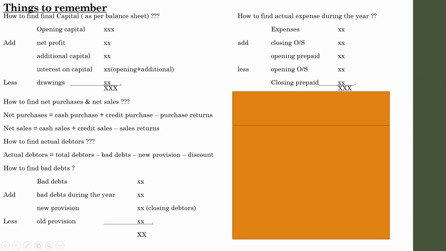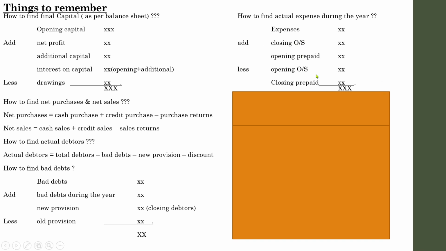Once you understand the concept, you need not worry about anything. So add closing outstanding if it is there in the question, or opening prepaid if it is there in the question, less opening outstanding and closing prepaid. In the question, you will not come across a case where you are given both opening and closing of prepaid expenses or outstanding expenses. Any one of the cases will be given.